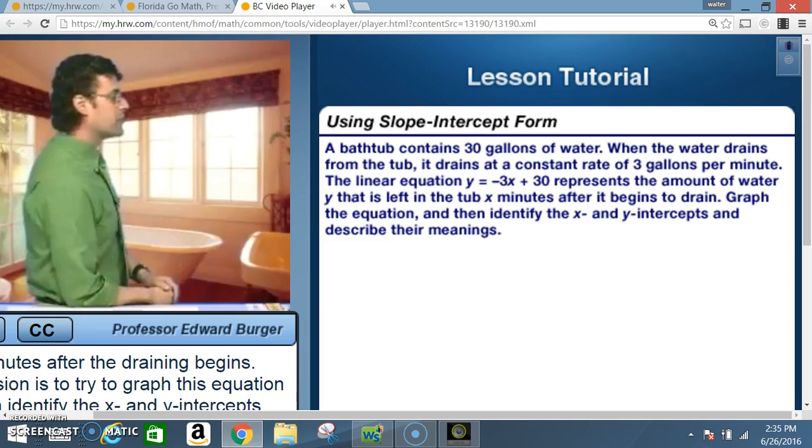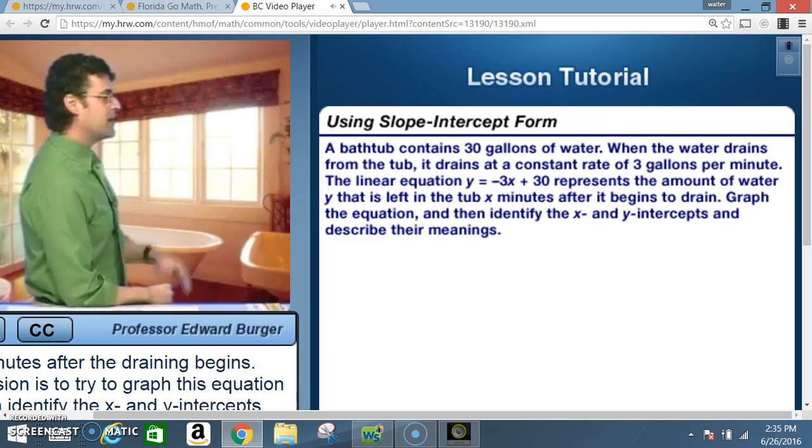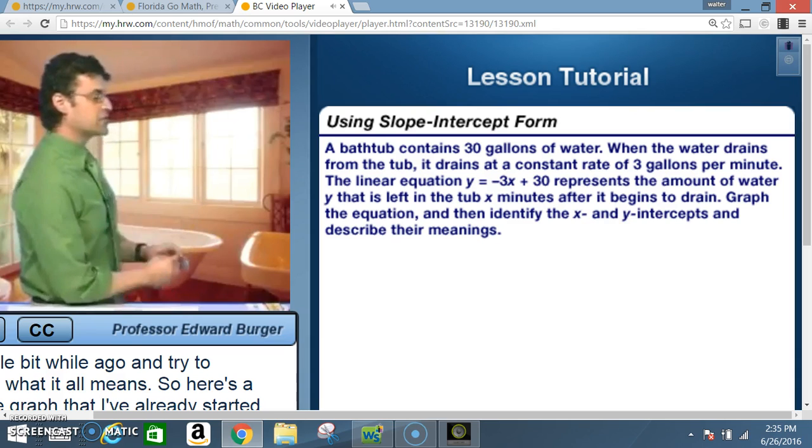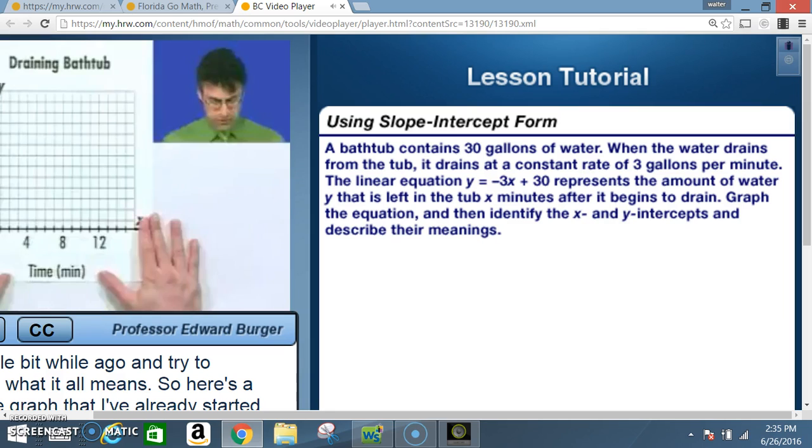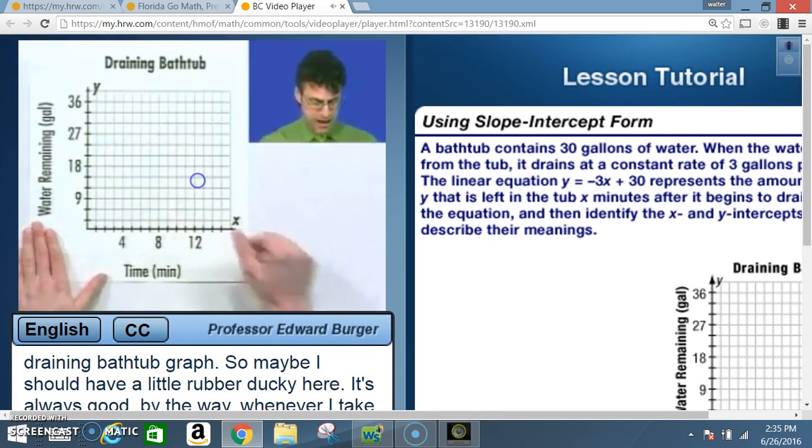Our mission is to graph this equation and then identify the x and y intercepts, which we did a little bit while ago, and try to describe what it all means. So here's a neat little graph that I've already started for us. This is the draining bathtub graph.